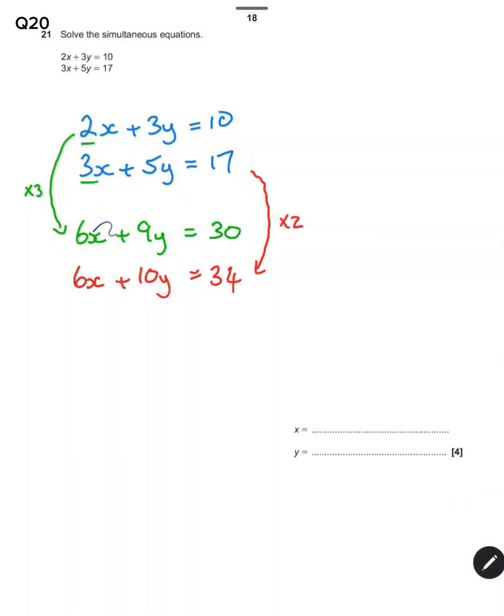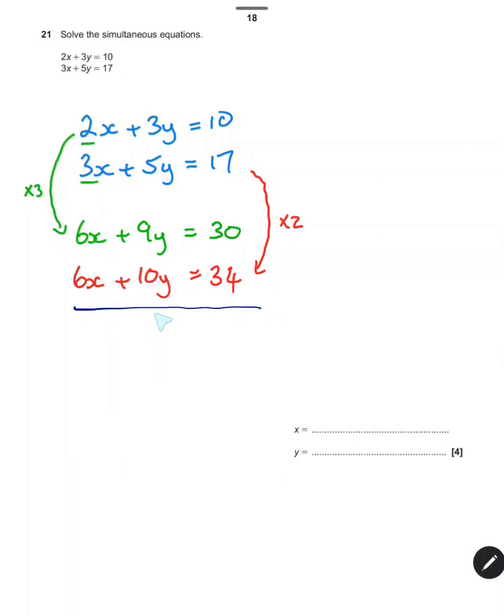What we need to do now is a subtraction from these equations. What I'm going to do is just work upwards. The reason I'm working upwards is because I've got bigger numbers on the bottom. So I'm going to do a subtraction, but working upwards.